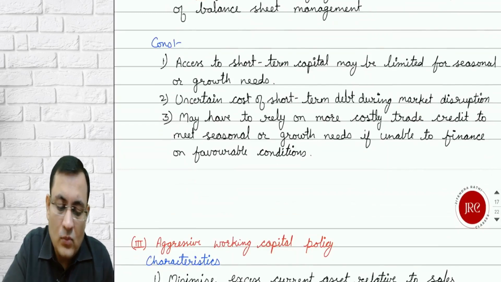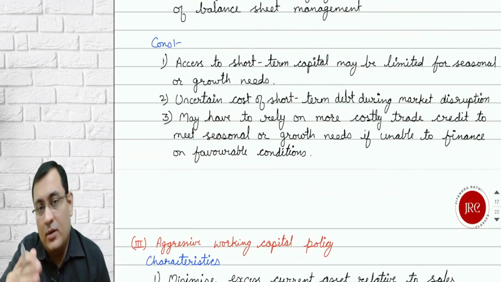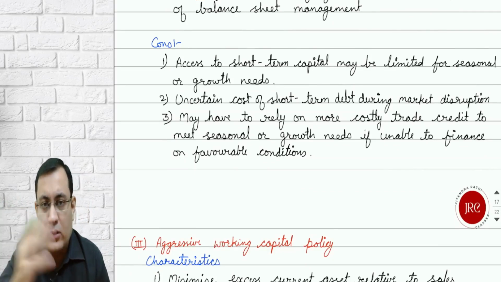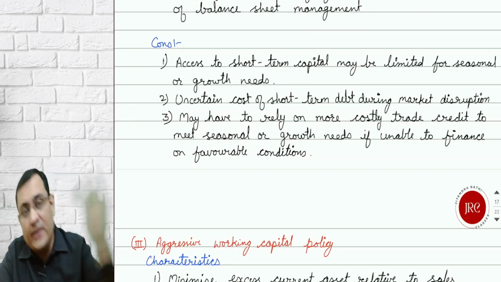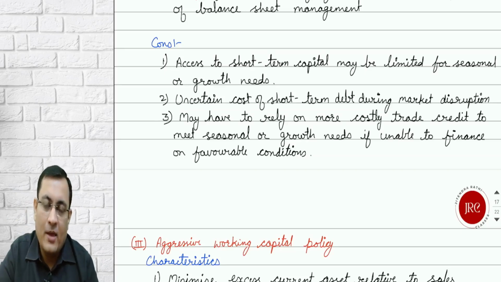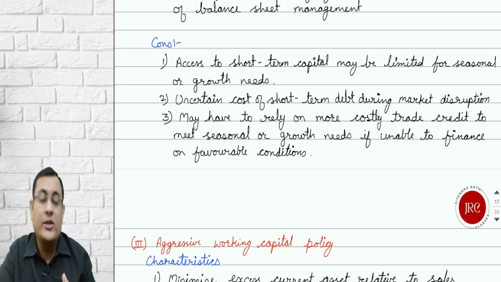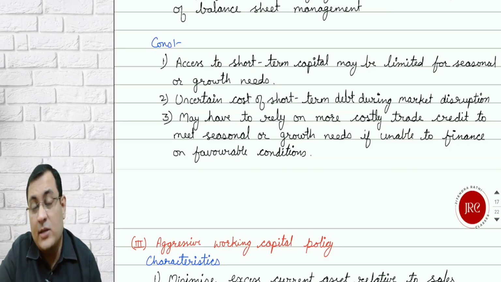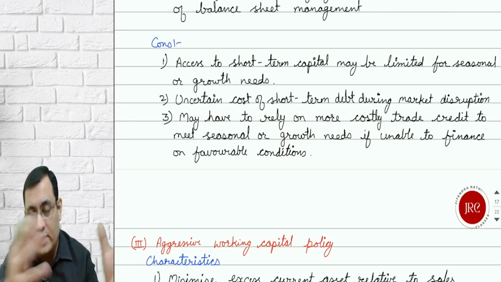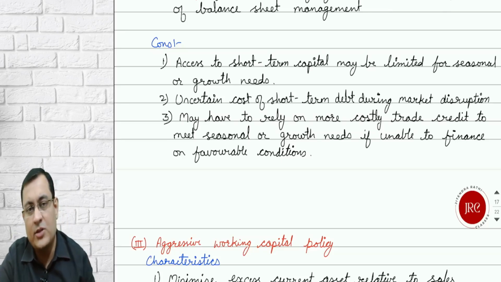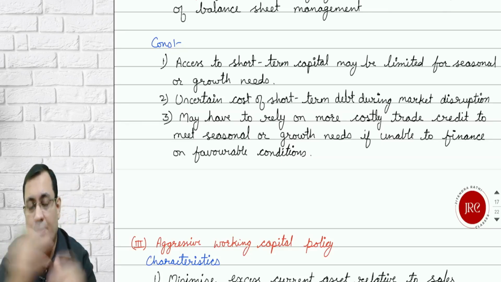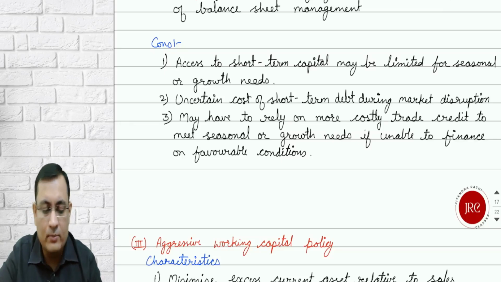Disadvantages: in case of stress period or seasonal demand or growth, sometimes finance is not available. Because of market conditions, we may face some problem at the time of peak season. If finance is not available due to shortage of finance in the market or supply restrictions, we will not be able to take advantage of that peak season. So that can be a problem.